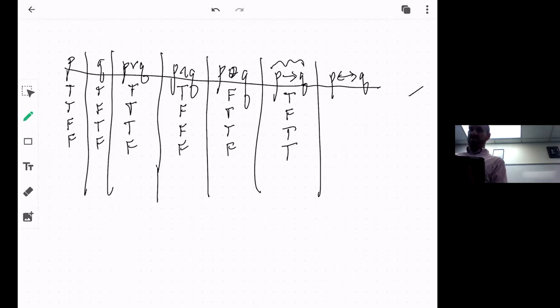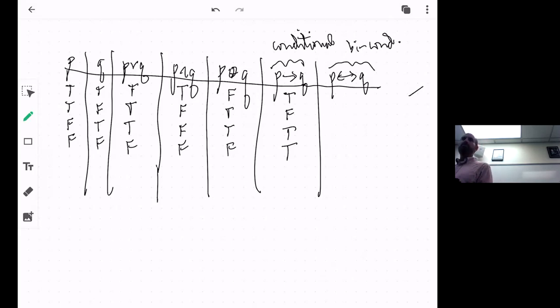And then we talked about the biconditional, right? Remember, so this guy right here is called the conditional, okay? And this right here is called the biconditional, right? The biconditional. And really, this thing is equivalent to saying P implies Q and Q implies P, right? Both of those things are going on.